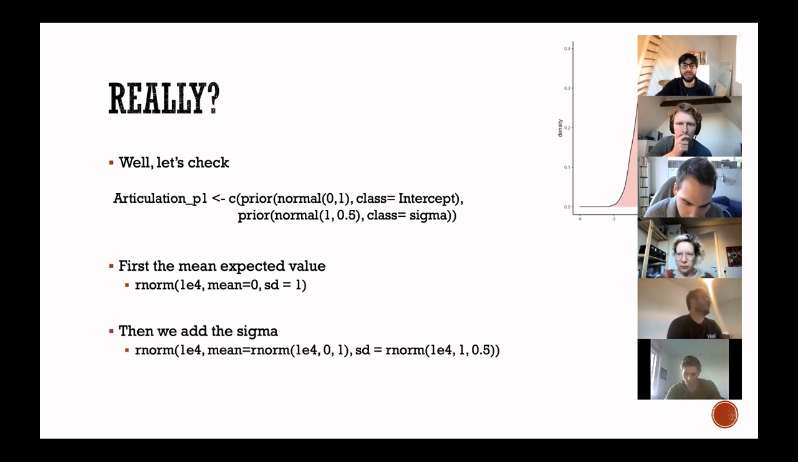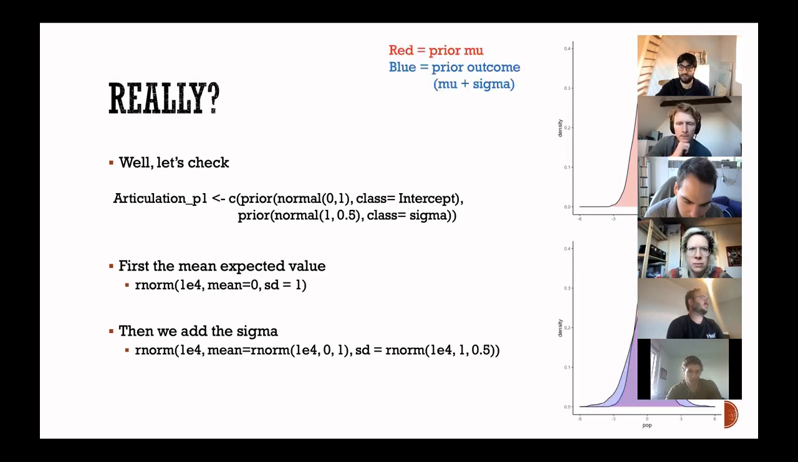And then what we do is we add the sigma, right? We say that the mean of this normal distribution is a normal distribution centered at 0 with a standard deviation of 1, and the standard deviation is a normal distribution with a mean of 1 and a standard deviation of 0.5. And this is how it looks like, right?